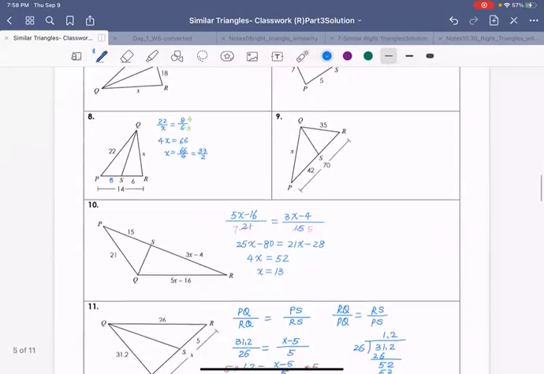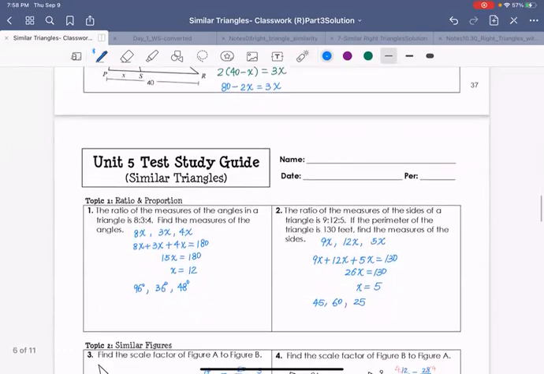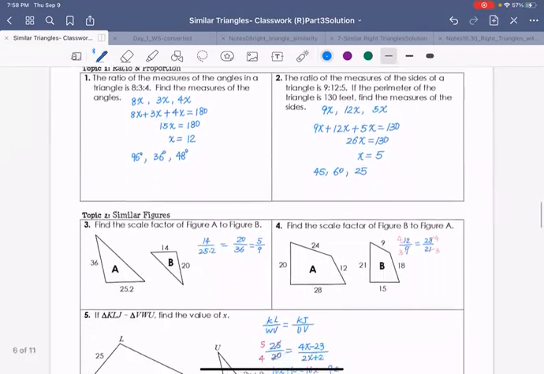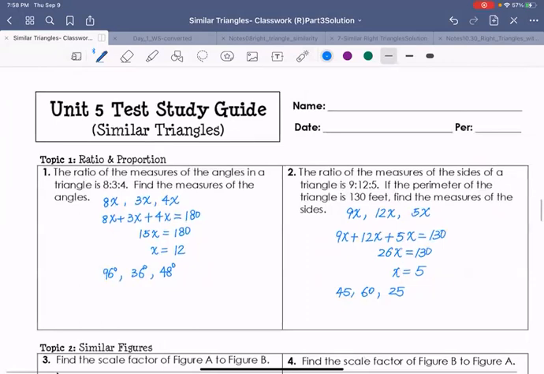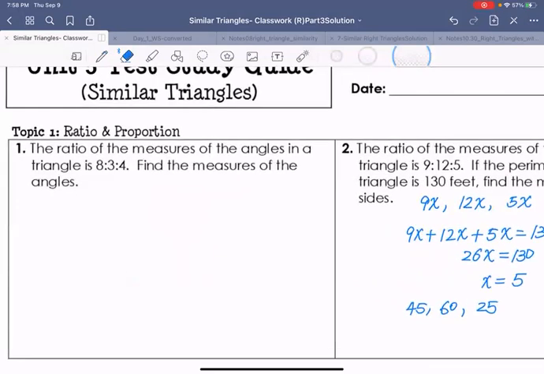Let me see if there's some harder questions. Okay. All right. Yeah, we haven't tried this kind of question yet. Let me go through this. Catherine, number one, go ahead, read the question, please. The ratio of the measures of the angle in a triangle is 8 to 3 to 4. Find the measures of the angles.